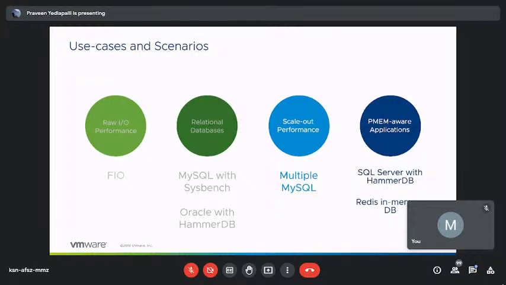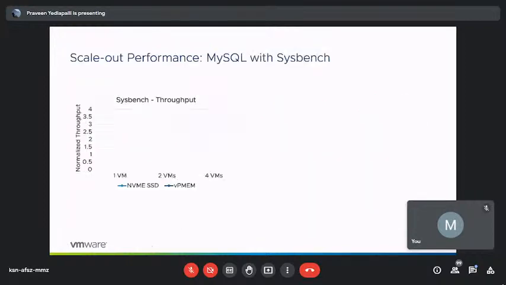I already showed you how MySQL performance improved by moving from SSD to PMM. It improved by 5.5 times. Here in this scenario, I'm showing scale out performance using the same MySQL. So on the x-axis, if you notice, I'm trying different numbers of VMs: 1 VM, 2 VMs, 4 VMs. Same MySQL, I run in 1 virtual machine, 2 virtual machines, and 4 virtual machines.